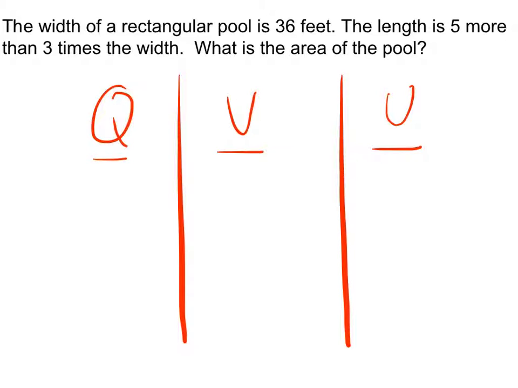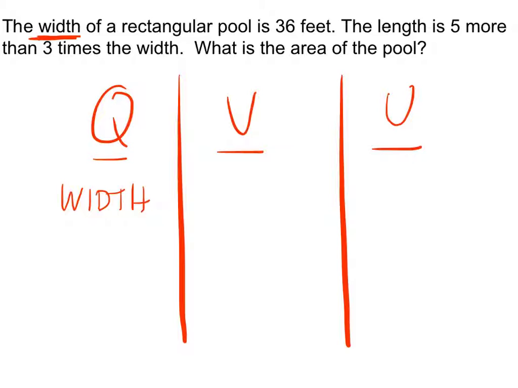So let's read the first sentence. The width of a rectangular pool is 36 feet. Looking in this sentence, I see that width is something that can be counted or measured. I can measure the width of this pool. So my first quantity is going to be the width. Looking at the rest of the sentence, there are no other quantities, nothing else I can measure.